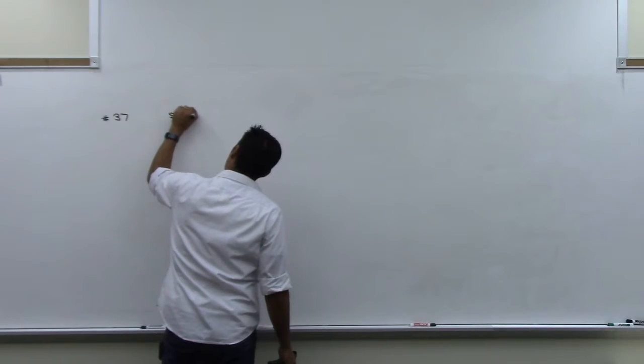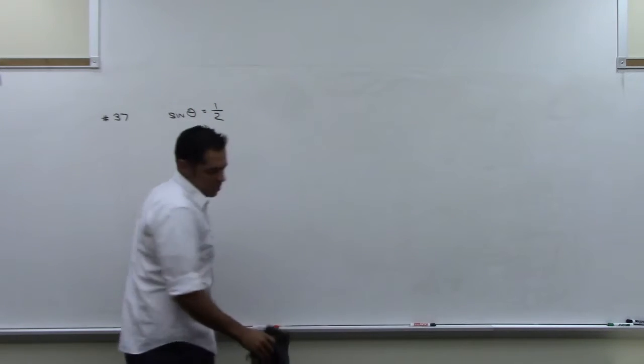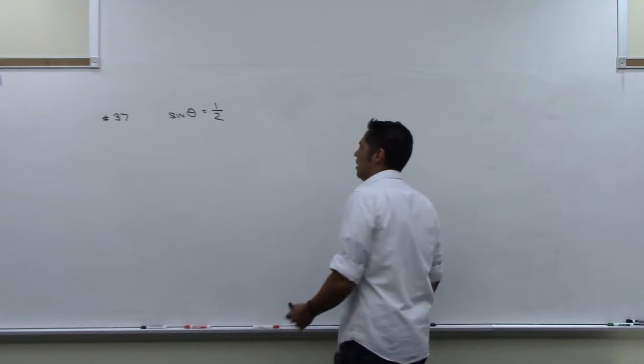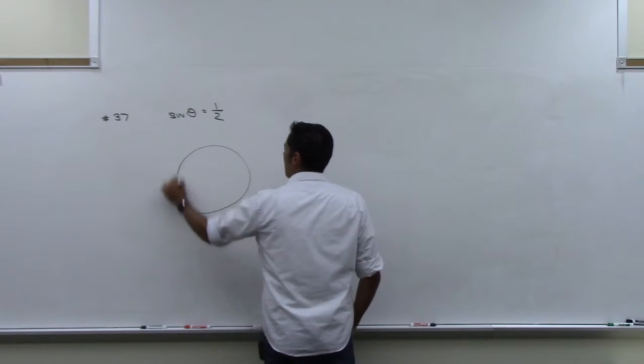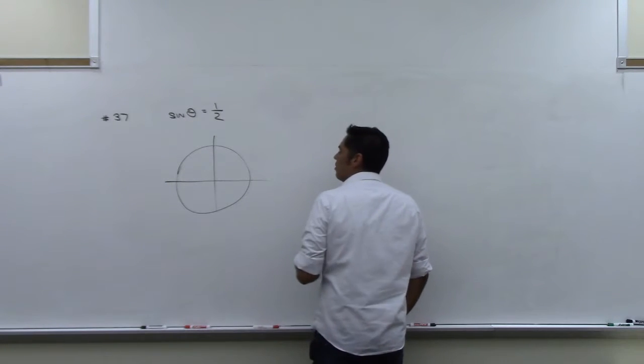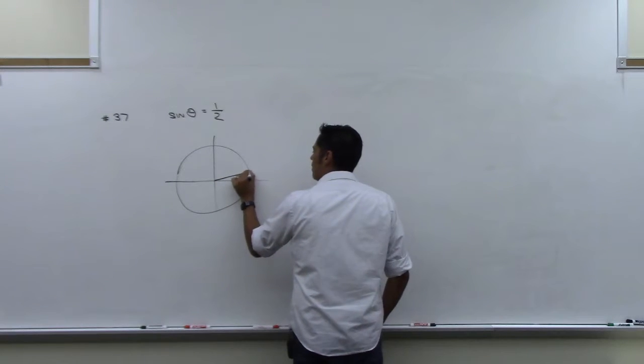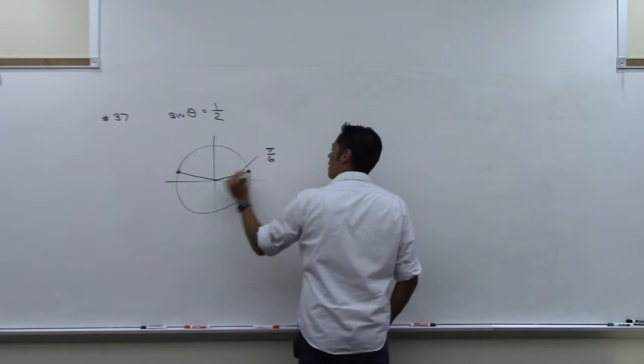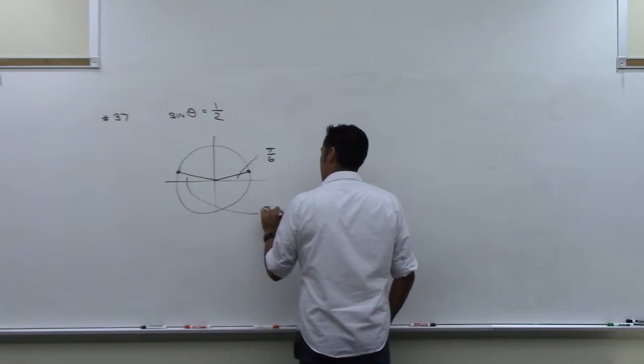Sine theta is a half. Okay, now they want general solutions. All right, general solutions. So now this is going to be easier because we've already done this. Sine is 1/2, means where is your y coordinate 1/2? That happens here, happens here. This is pi over 6. This is 5 pi over 6.